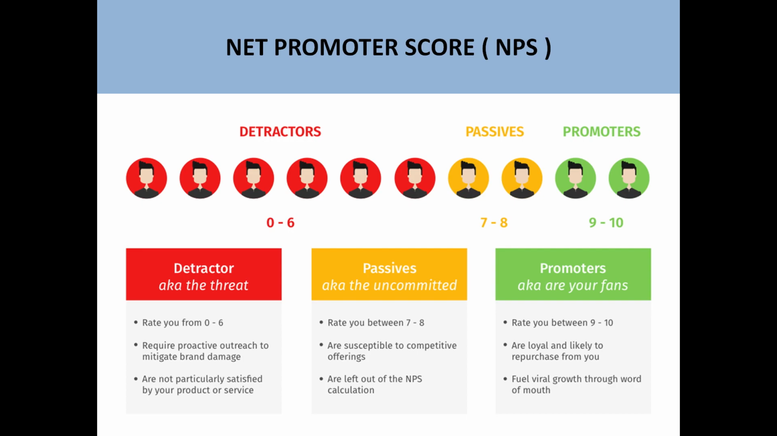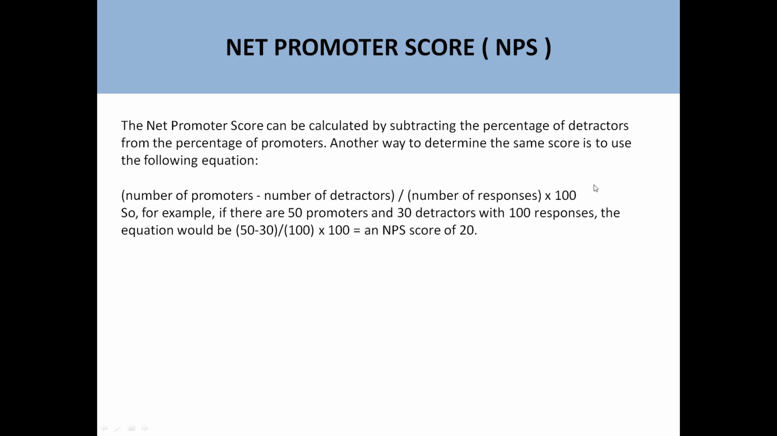Next is the promoters. Promoters are the most loyal customers for your organization. They will promote your product. They will recommend your product to other persons, and obviously these types of customers, which are called promoters, are basically an asset for your organization because they are promoting your product. So there are mainly three types of persons: detractors 0 to 6, which are unhappy customers; passives, which are satisfied customers but they are not promoting your product; next is the promoters, which are basically most loyal persons and they are promoting your product.